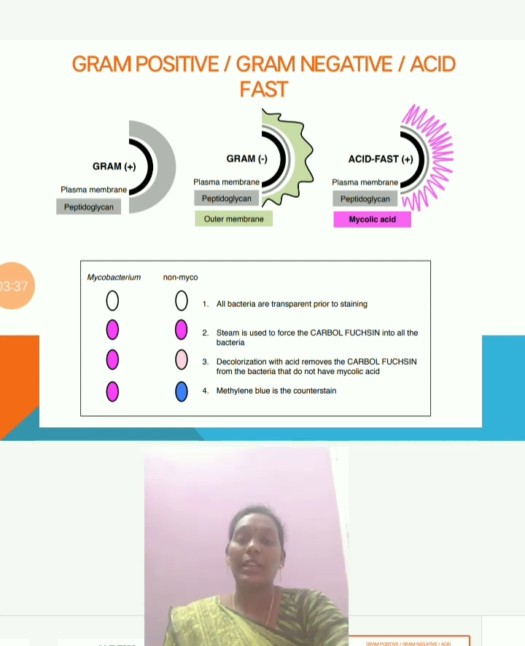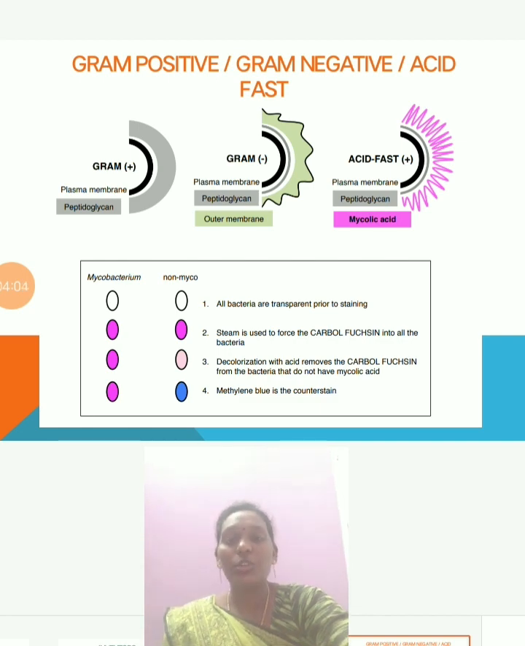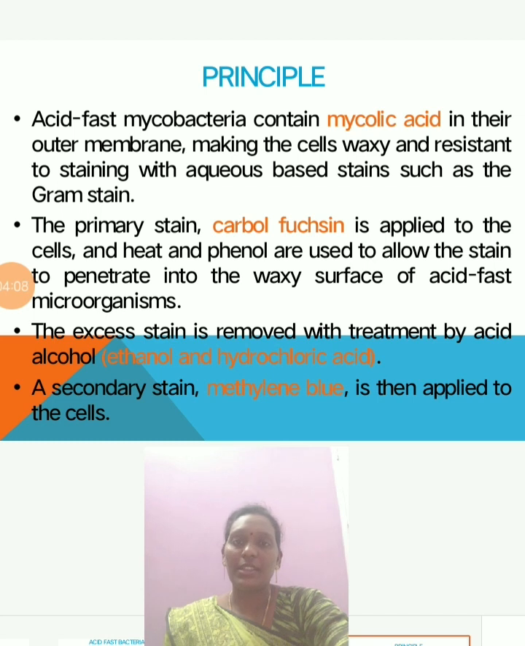So this is the comparison between gram-positive, gram-negative and acid-fast bacteria. A gram-positive bacterium has peptidoglycan. A gram-negative bacterium also has peptidoglycan, which is very thin, and it also has an outer membrane. In addition, acid-fast bacteria have an acid called mycolic acid in their structure, which gives the acid fastness property to this group of bacteria. The principle behind this is that acid-fast mycobacteria have mycolic acid in their outer membrane. Since mycolic acid is present, the cells become waxy and resistant to normal aqueous-based stains. You cannot normally use an aqueous-based stain to stain the AFB.